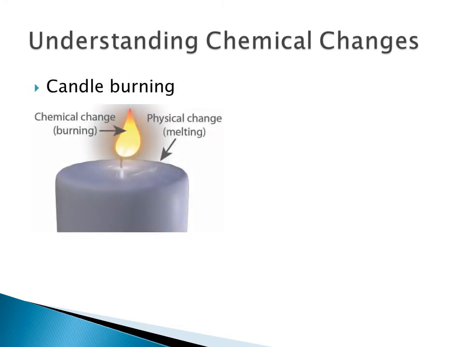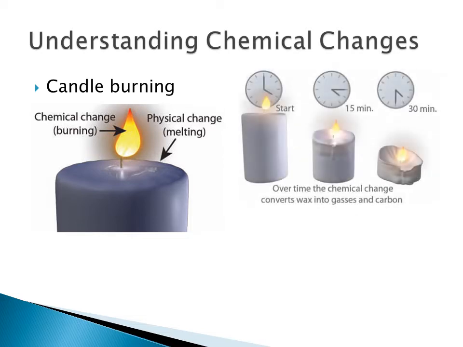Let's look at why. A candle burning has two great examples. It's got the physical change where your wax is melting, and it's got the chemical change. Now, the melting wax, when you first light your candle and you get that pool of wax, if you were to blow out the candle, the wax would harden. Okay, so it's easily reversible.